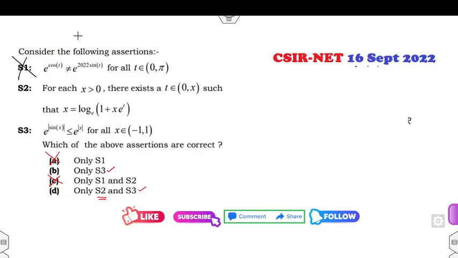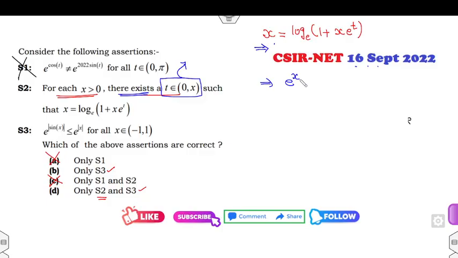Now you can see, for each x there exists t such that t belongs to (0, x) with e^x = 1 + x e^t. First of all, let me know what comes to your mind when you think about this term. Any result which comes in this manner, there exists... That's Rolle's theorem, Lagrange mean value theorem. So I can first simplify this because I need the value of t. Can you find the value of t from this expression? It's e raised to power x.